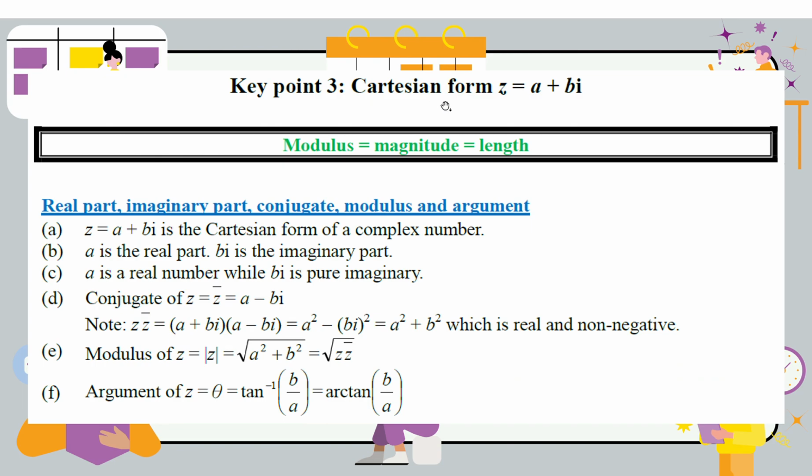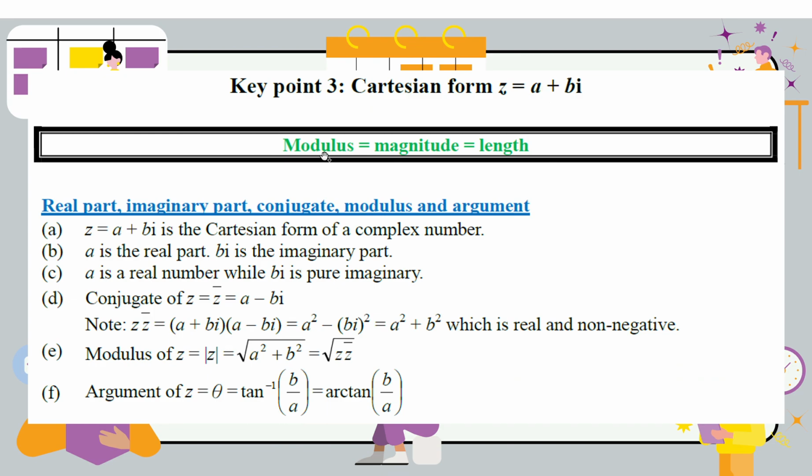We have Euler form, Argand form, polar form. Cartesian form is easier: when Z is a complex number, Z is a plus bi. And we have different names. Modulus is the magnitude, the length. We call the complex number's magnitude, its length, the modulus.